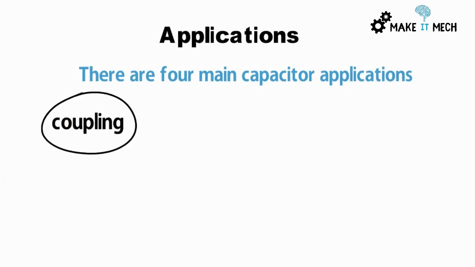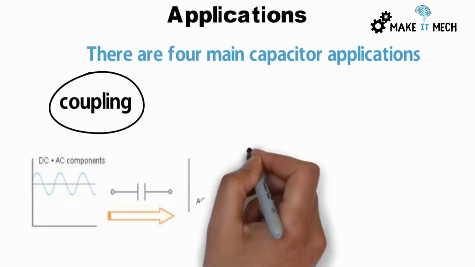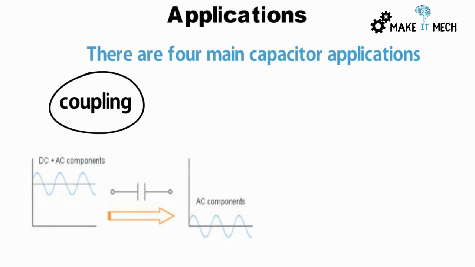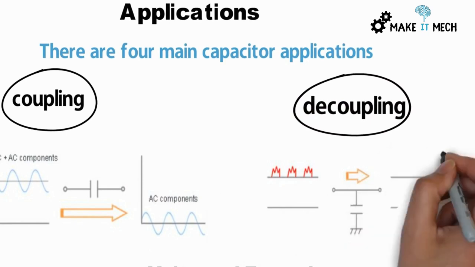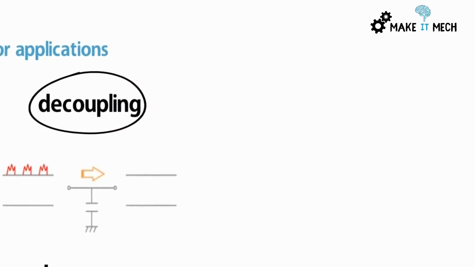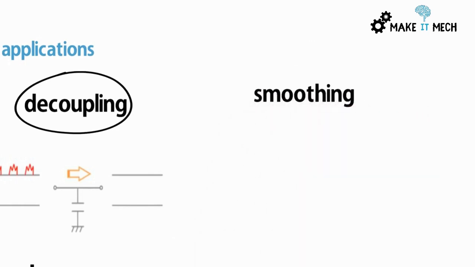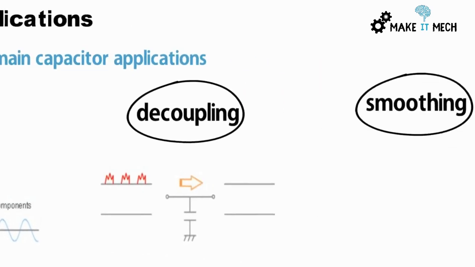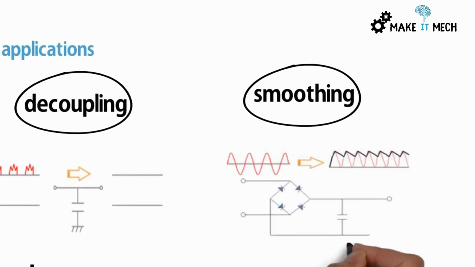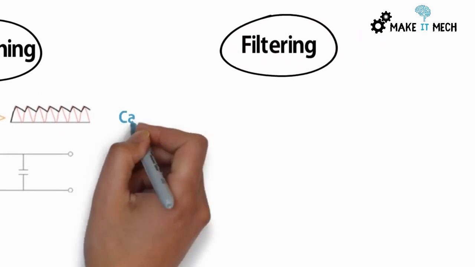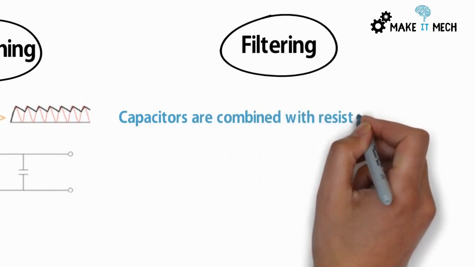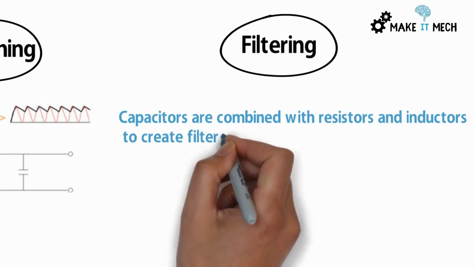There are four main capacitor applications. Number one is coupling, as the capacitor allows AC to pass while blocking the DC component. Similarly, decoupling. It is used for smoothing purposes to reduce the ripple effect. And also for filtering. Capacitors are combined with resistors and inductors to create filters that only transmit signals of a particular frequency.